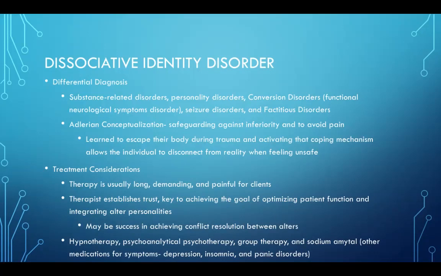So like integrating the protector, the child, the whore, all that into your individual personality, who you are. You might not achieve that because that is a lofty goal. So just achieving conflict resolution where the protector might be scornful of the child, so resolving that issue. Different things might be hypnotherapy, psychoanalytical psychotherapy, group therapy, and sodium amytal, that fun drug we talked about earlier. And also managing other symptoms using medication, like depression, insomnia, and panic disorders, being able to get those under control while you're doing work targeting the alters.